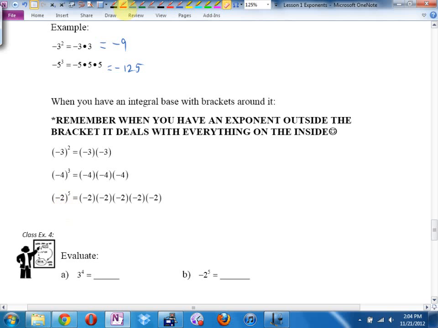So this would be positive 9. This would be negative 64. This would be negative 32, I think. 2 times 2. 2, 4, 8, 16, 32. Yes.